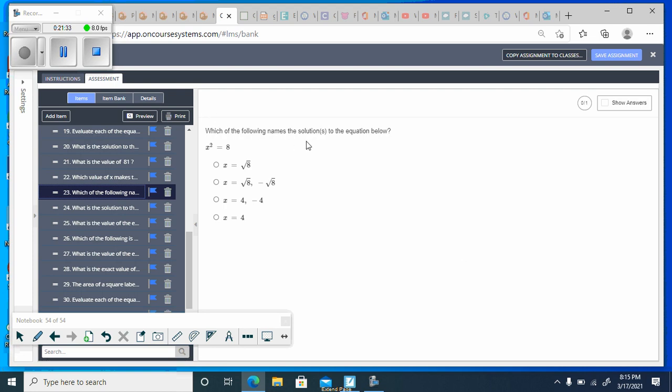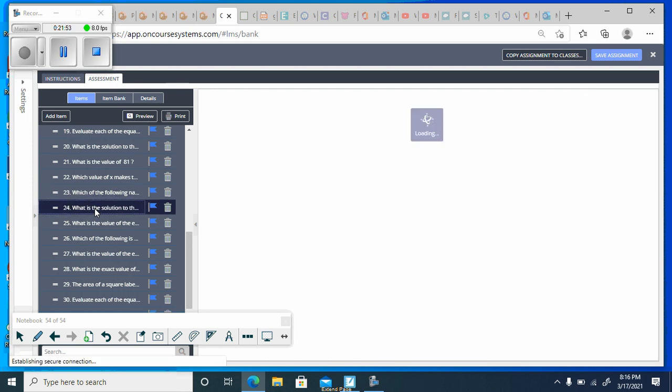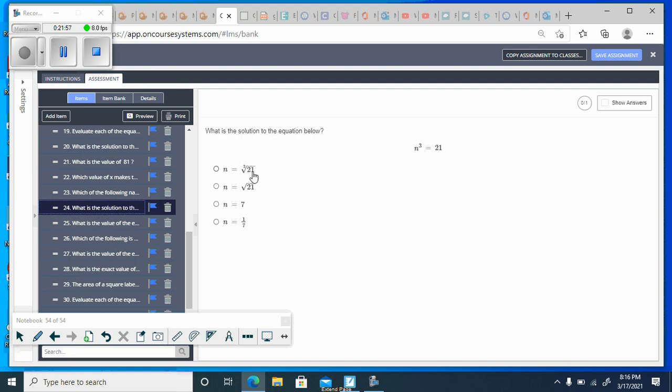Which of the following names the solutions to the equations below? X squared is equal to 8. Okay, what squared would give you 8? The square root of 8 and the negative square root of 8. Either one of those squared would give you 8. What's the solution to the equation below? N cubed is 21. That would be the cube root of 21.